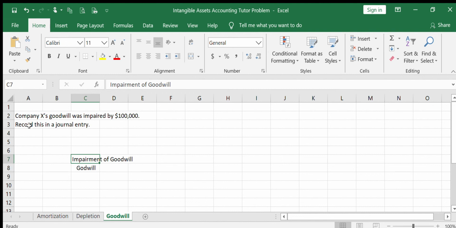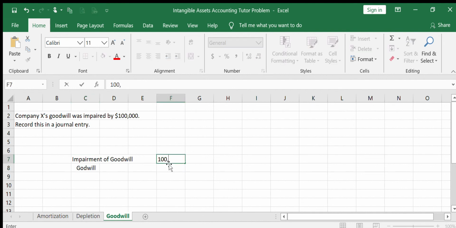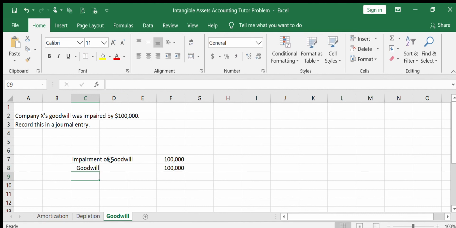So there will be some problems when they'll ask you, company X's goodwill was impaired by $100,000, record this as a journal entry, and maybe they'll give other information, but really all you need to do is look at this number. This is actually a really easy problem. You just have to do impairment of goodwill for $100,000 as your debit, and then goodwill you are going to credit for $100,000 as well. Impaired basically means your goodwill has decreased, and if they give you an amount, you just plug that in, you credit that goodwill, and you debit impairment of goodwill.